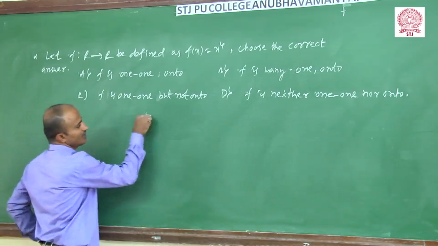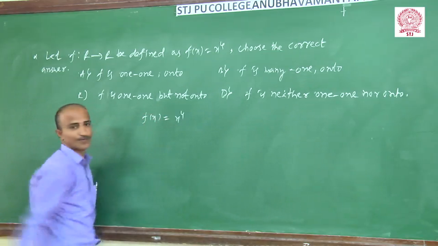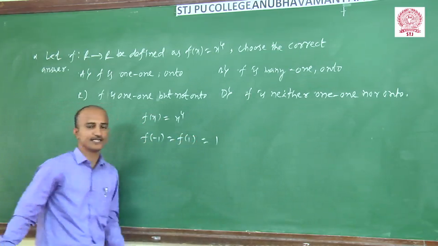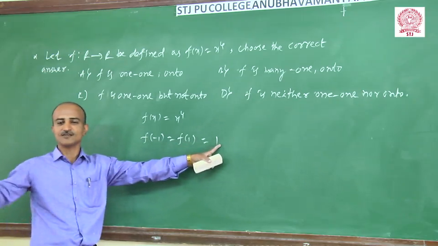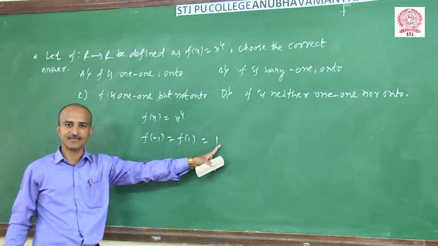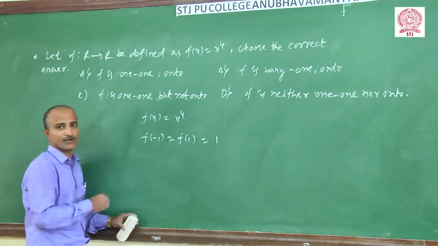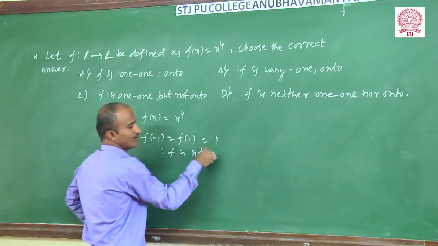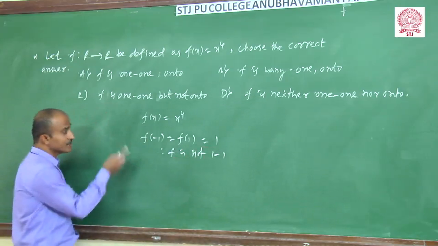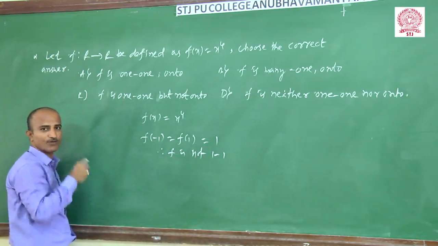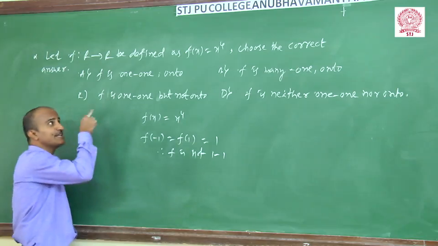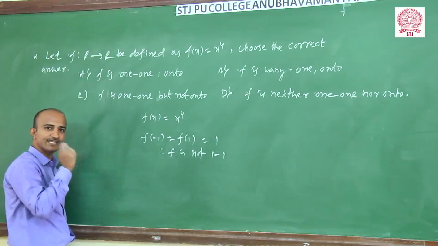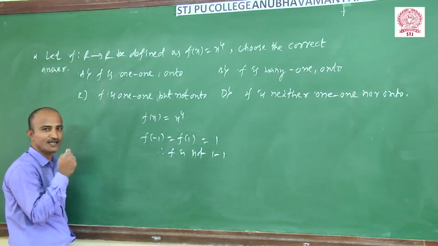Here the given function is what? F of x is equal to x power 4. So if you take f of minus 1 and f of 1, clearly the image is 1. Distinct elements are having same image, therefore it is not 1 to 1. It is not injective. Therefore f is not 1 to 1. If you take an element 2 in codomain, for which we do not find any pre-images in domain, means range is not equal to codomain. When range is not equal to codomain, clearly that function is not onto.